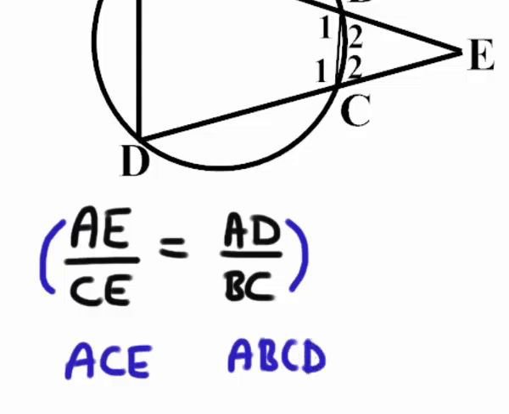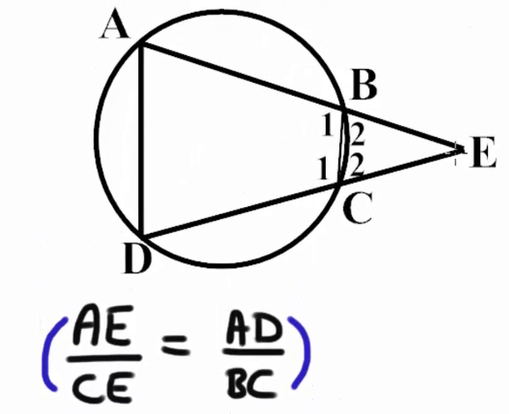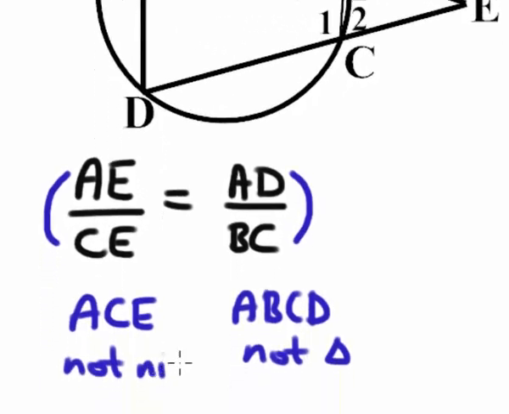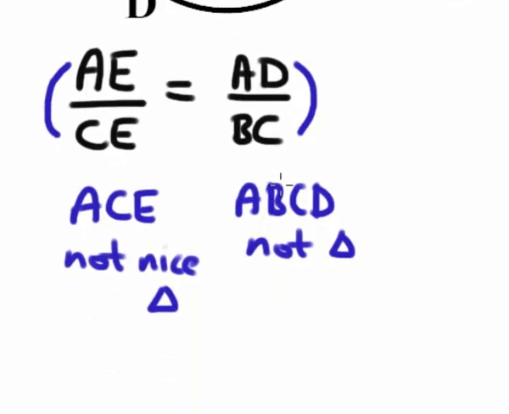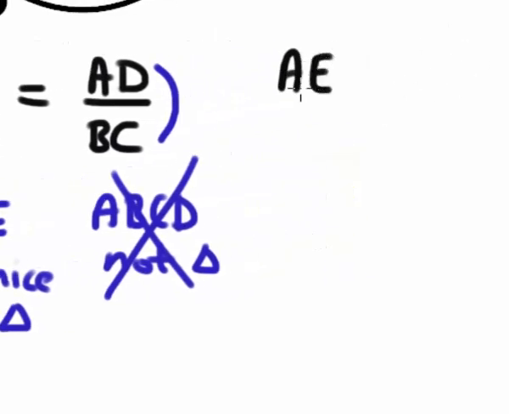Now I want to see if these are triangles. Well, ABCD is most definitely not a triangle. ACE could be if you construct, so it's not nice. So those are not nice. It's not a nice triangle. So essentially, because of this, that breaks down. We're not going to even worry, because that doesn't give you triangles. But if you go the other way, now watch this.